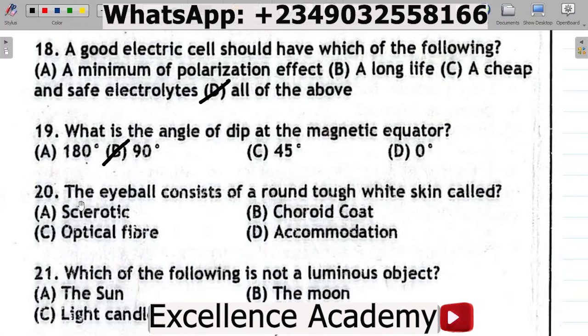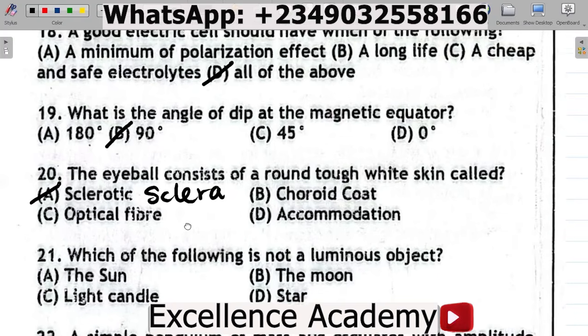Finally, question 20. The eyeball consists of a round, tough, white skin called A, sclerotic. B, choroid coat. C, optical fiber. D, accommodation. The correct answer to this question is A, sclerotic. All right. Now, here's something you should know. The sclerotic or the sclera, that's this. The sclera is the tough white outer layer of the eyeball. It is made up of fibrous connective tissue and provides protection and structure of the eye. All right, so the correct answer here is A.